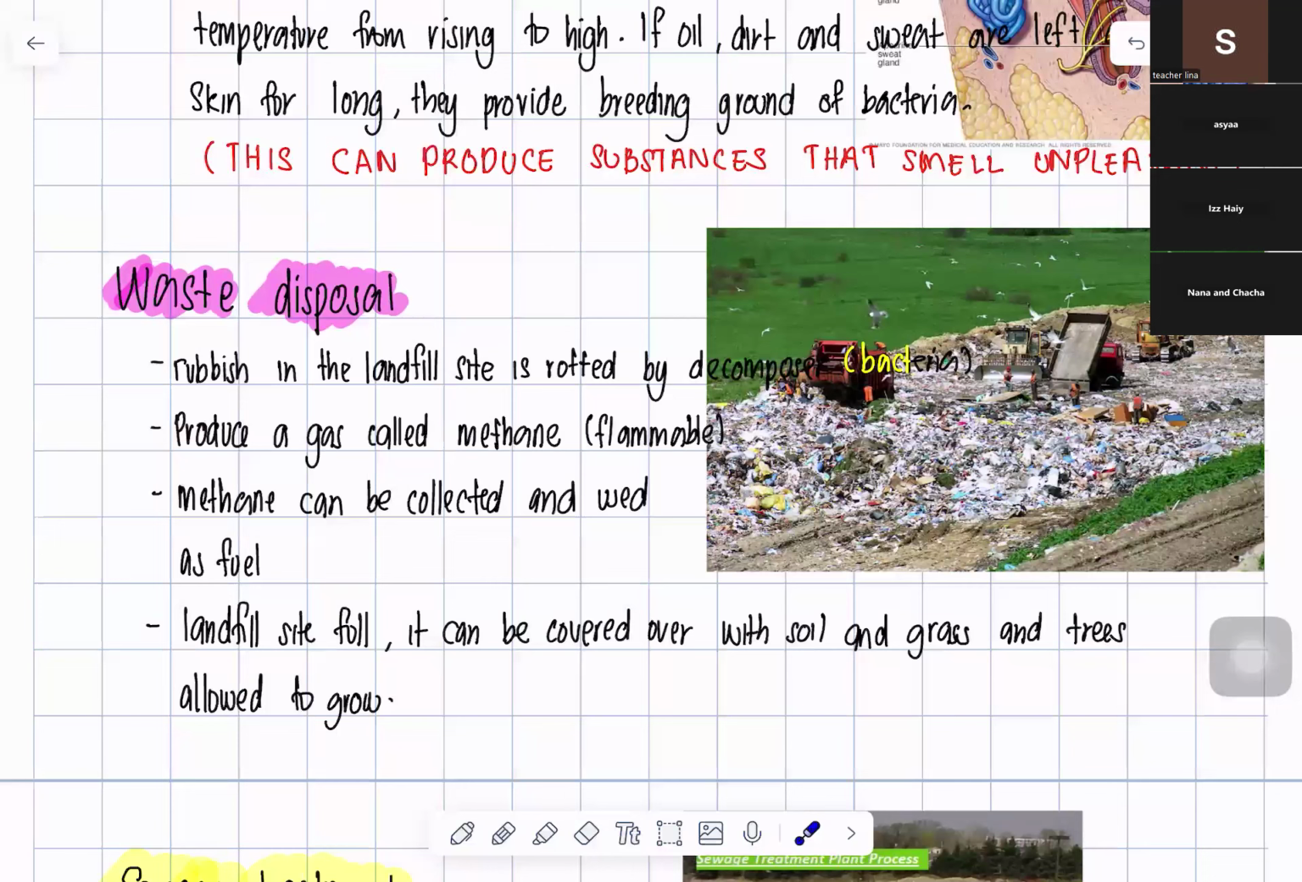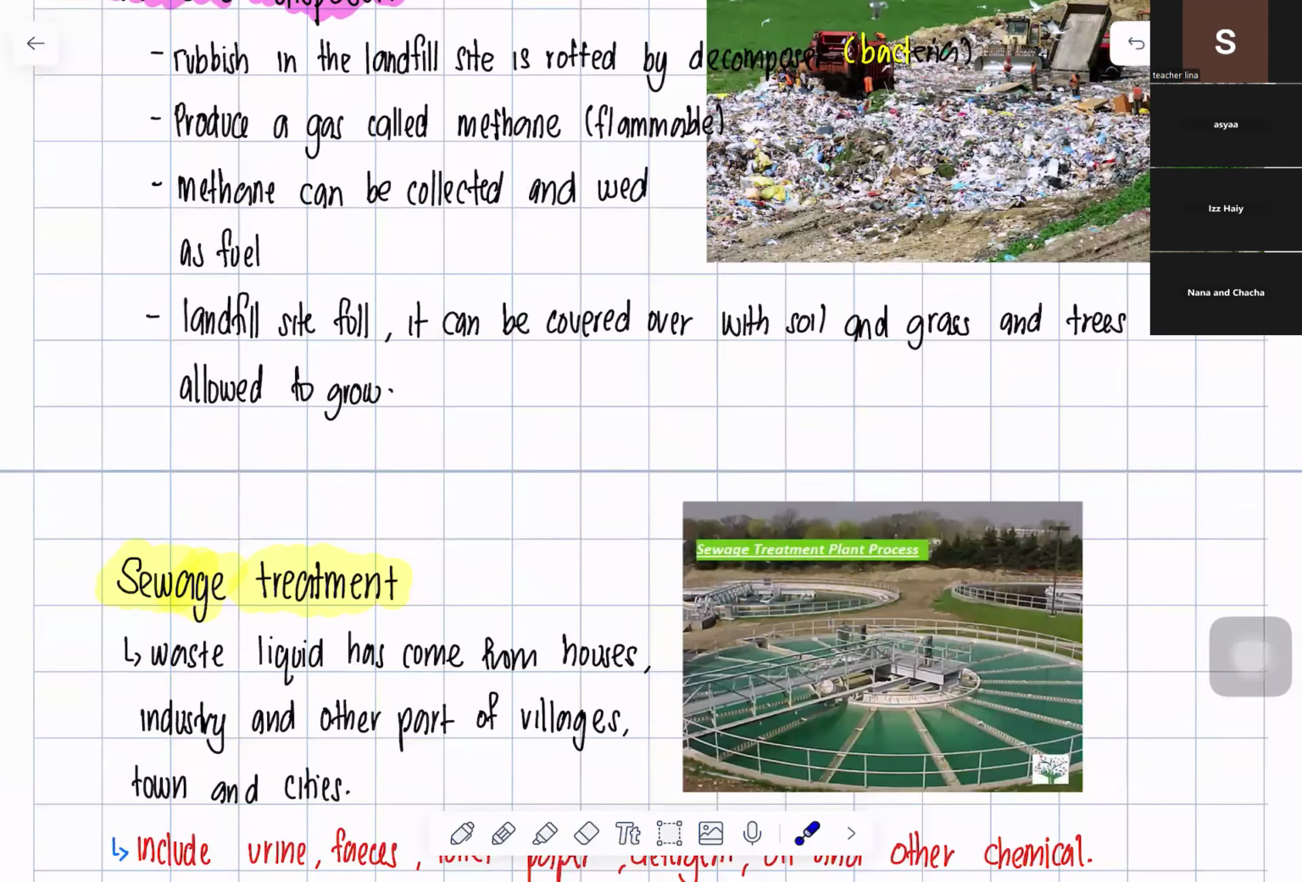For the waste disposal, it's not plastic. It's organic compound. It's a good fertilizer. Any questions regarding this one before we go to the sewage treatment? No.